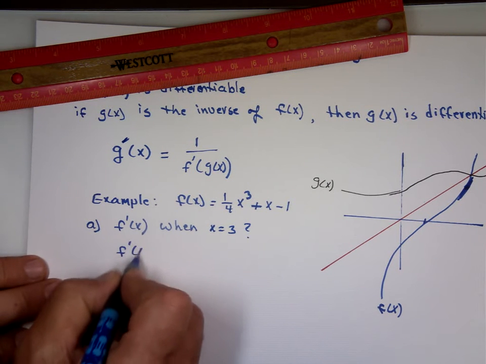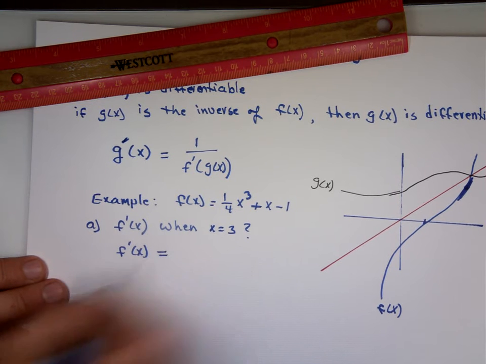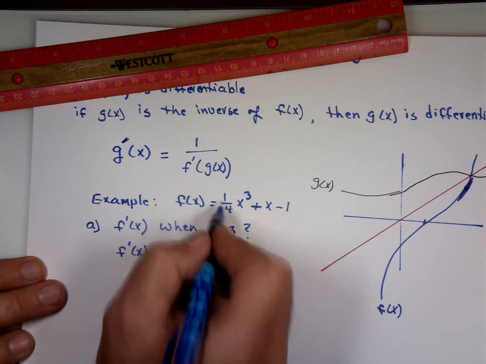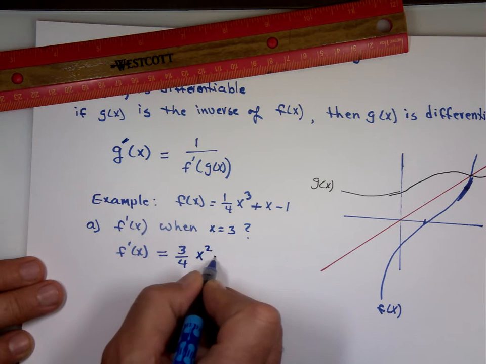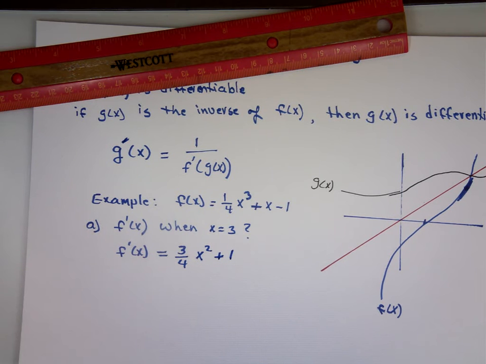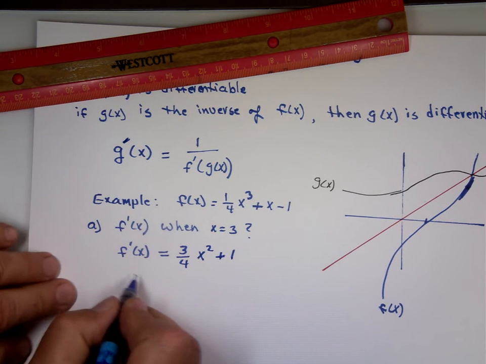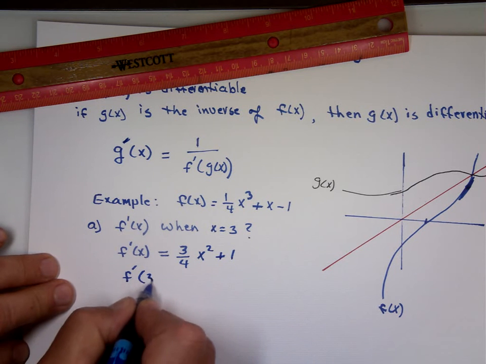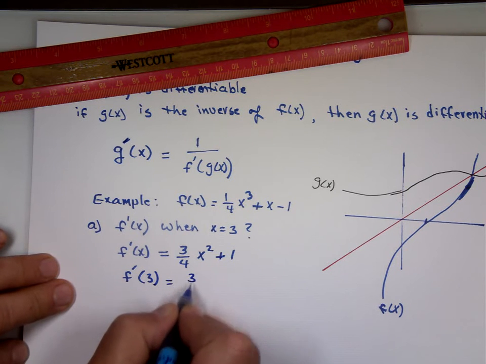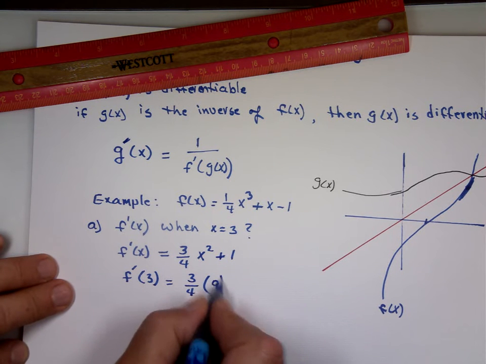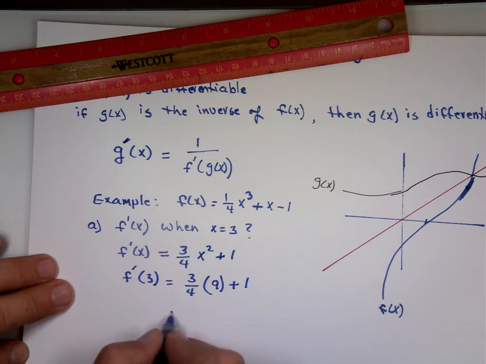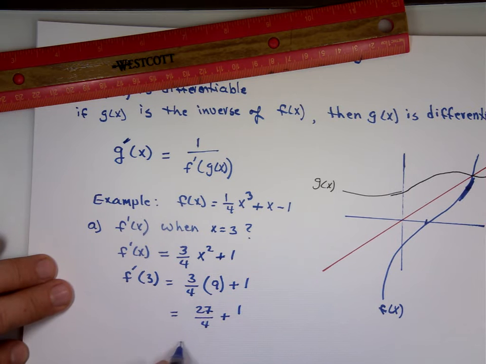F prime of x equals 3 times 1/4 is 3 over 4 x squared plus 1. What is the derivative at 3? 3 over 4 times 3 squared, which is 9, plus 1. 27 over 4 plus the 1. The 1 is 4 over 4. So what do we have? Is it 31 over 4?